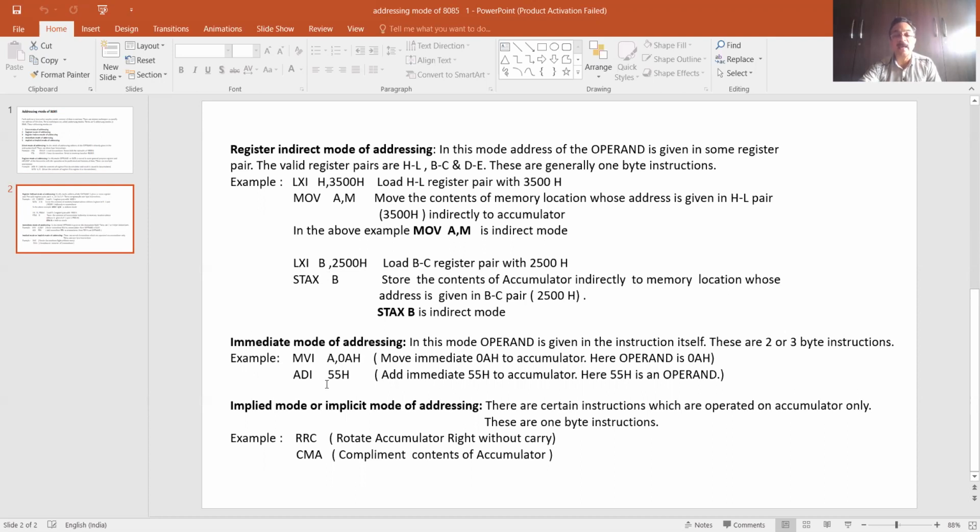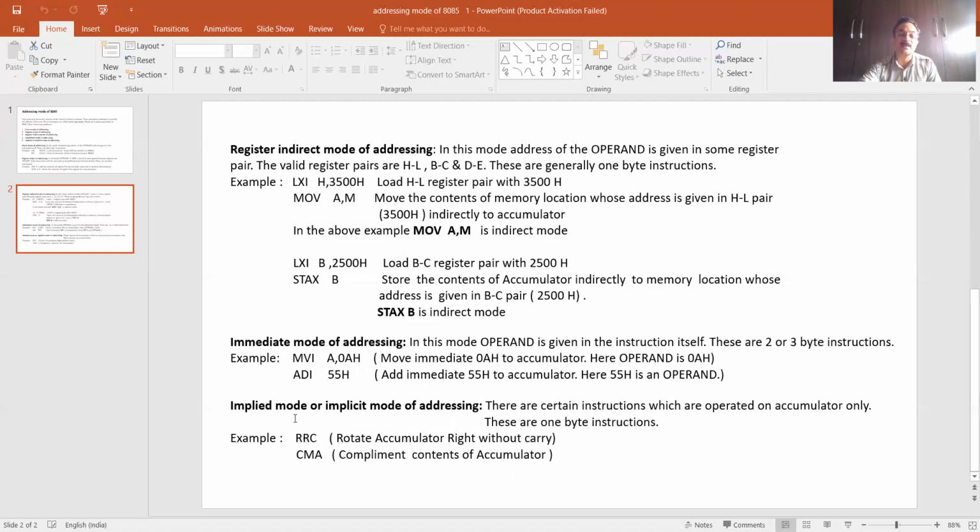Second is ADI 55H. Add the given byte. This is the operand or data. Add 55H to the accumulator. And we know that the result is stored in the accumulator. So the instructions which end with I are immediate mode of addressing instructions. Okay, usually these are 2 byte or 3 byte instructions.